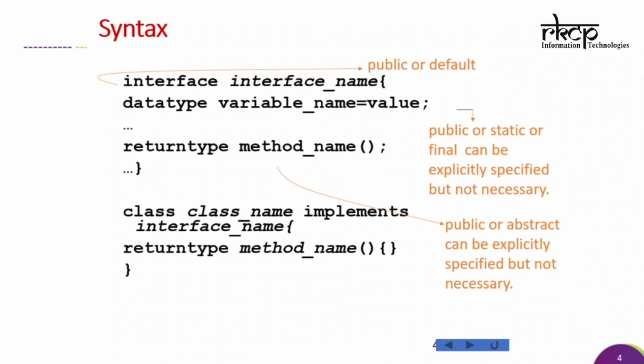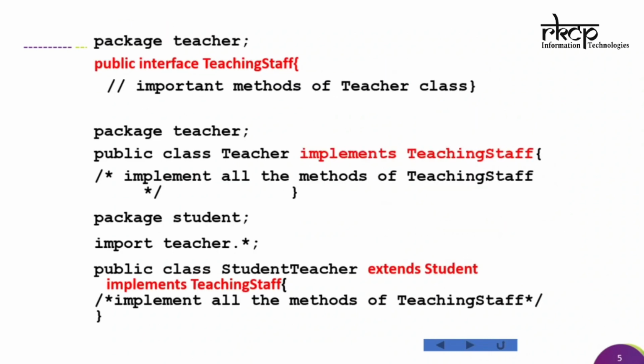How do you use an interface with your class? You use an interface with your class using the implements keyword. So here: class name implements interface name. And there, for all the abstract methods that are available in the interface, you have to write the method bodies.